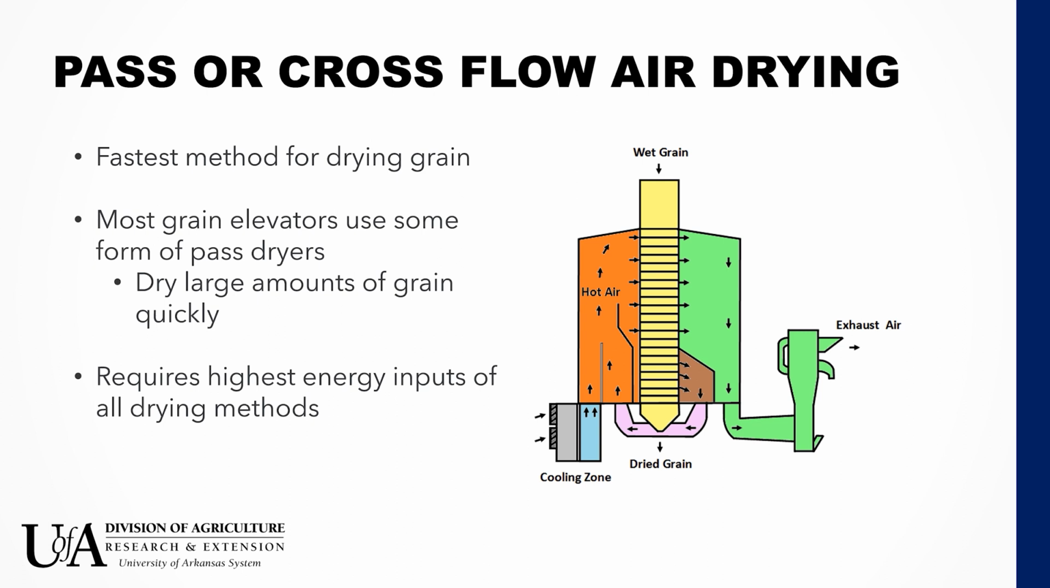They require the highest energy inputs of all the drying methods. And they are called pass dryers because grain passes within this column that you can see in this diagram several times. As the grain passes, air is blown through it crosswise, or perpendicular to the motion of the grain. And so you end up having some grain that is closest to the hot air drying faster compared to the grain that is farthest from the hot air. And this presents some challenges that I'm going to describe as we go further.